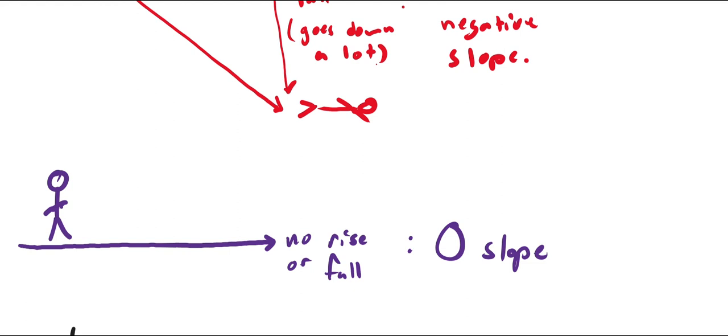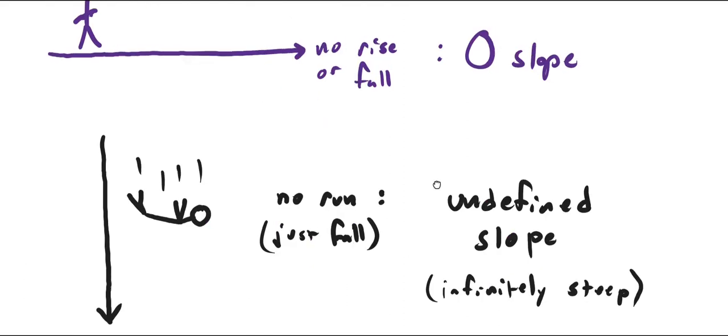But what about if we don't go up or down at all? What about if the ground is flat? Well, we're going to call that zero slope. No, not no slope, but zero slope. The slope measurement, how much we went up or down as we went to the right, we went up or down by 0 feet.